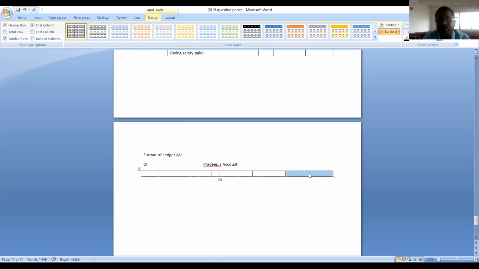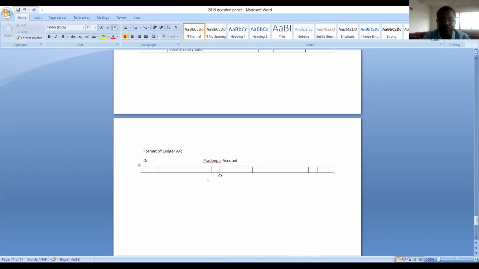So totally we will find 8 columns. 4 columns on the debit side and 4 columns on the credit side. Here, the first column is meant for date. The second column is meant for particulars.